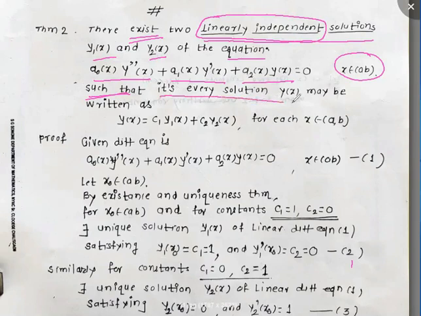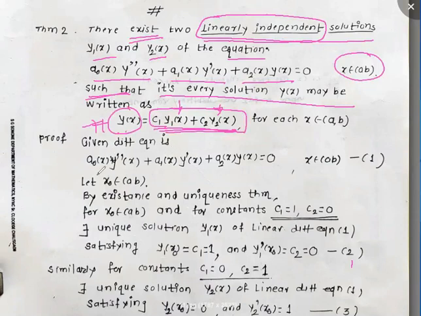Every solution y(x), that is, any other solution of the same differential equation, may be written as c1y1(x) plus c2y2(x). So if this is a third solution, any other solution other than y1 and y2 of the same equation, then it is nothing but a linear combination of these two. That means this third solution can be obtained from y1 and y2 by taking their combination. So we will prove this result.